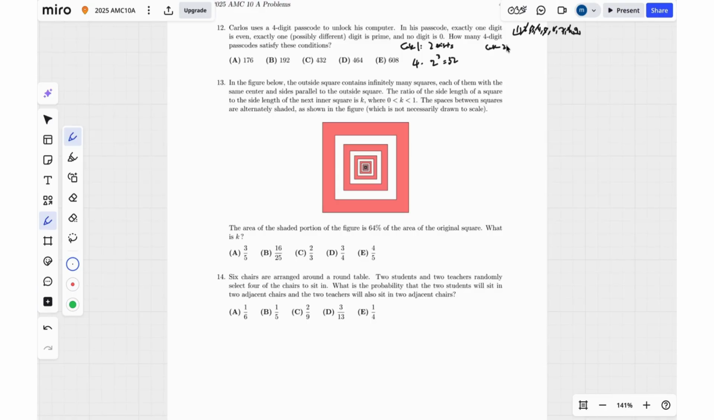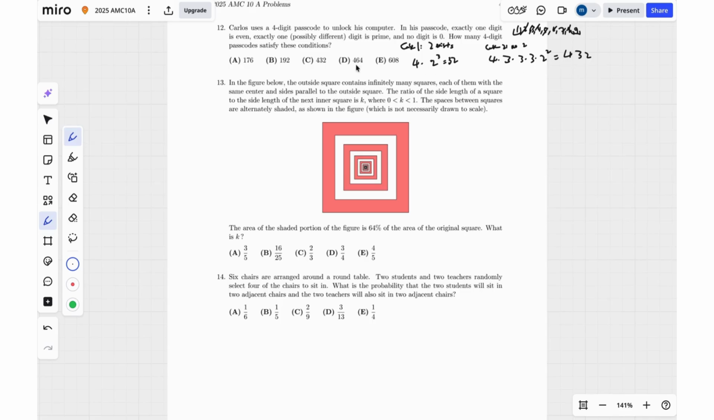Case 2, no 2 exists. So now we have 4 places to choose the even number, and then 3 choices for the even number, and then 3 choices for the prime, and then 3 choices for the number that is the prime. And then afterwards, there's 2 spots and 2 possible digits, which is 1 and 9. So we have 2 to the 2, and this is equal to 432.